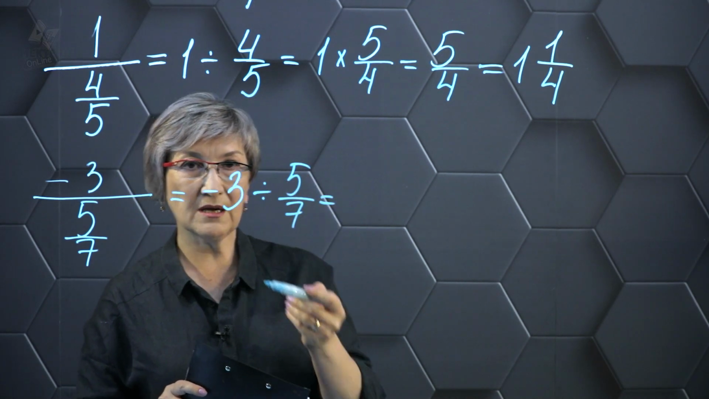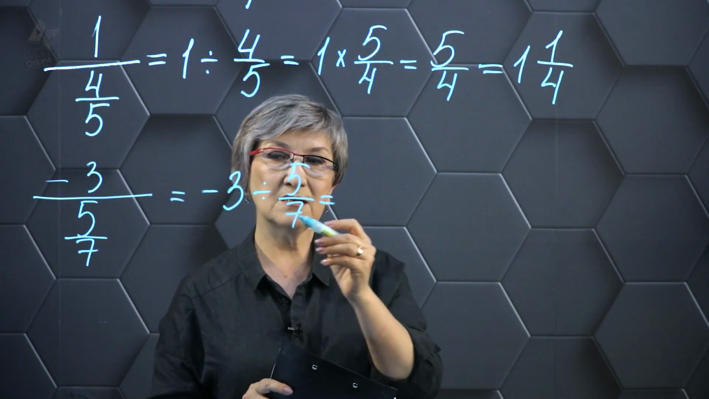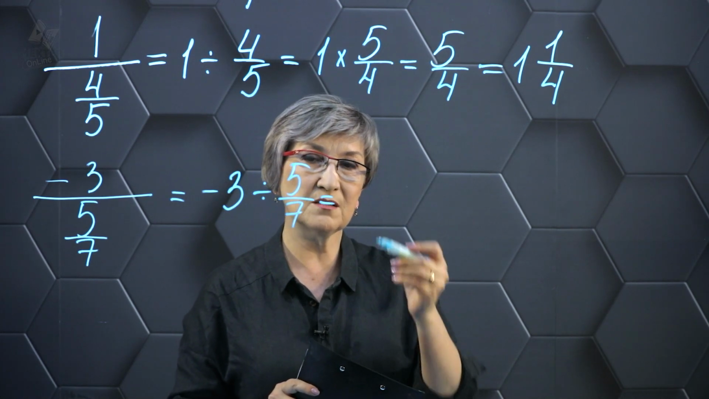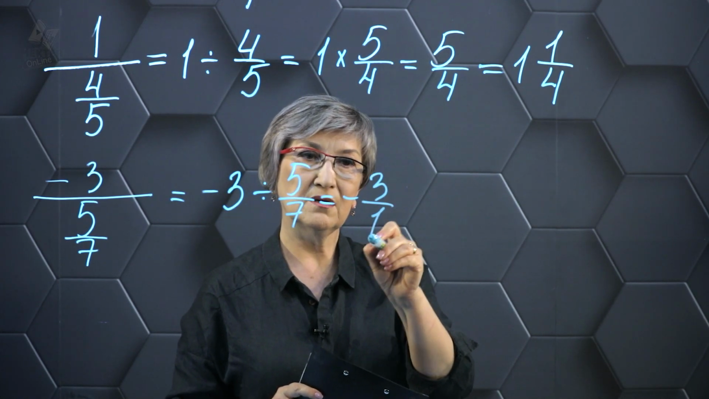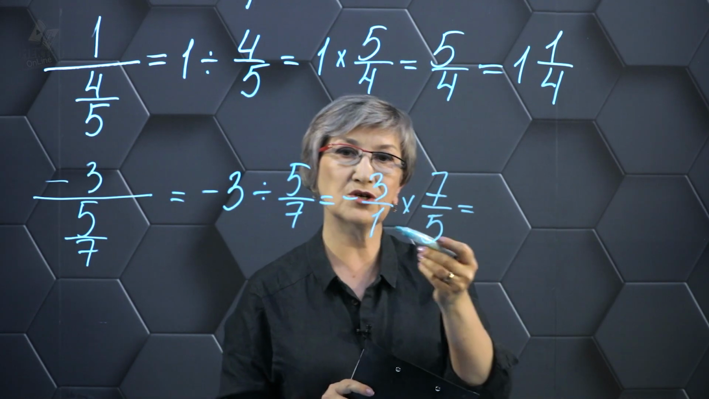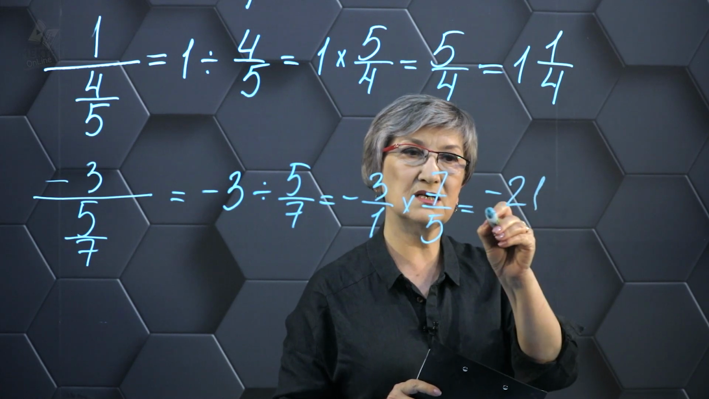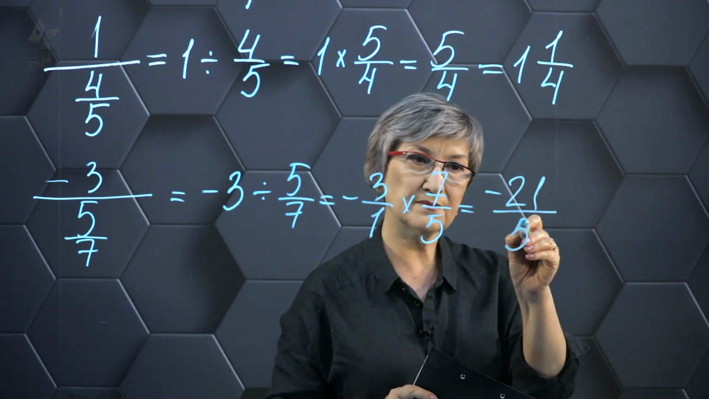And this is the kind of notation where we understand what we need to do. We work with this action. -3 we divide by 5/7. -3 first we multiply by 7/5, and the result is the following fraction. -3 times 7 is -21, and the denominator is 5.